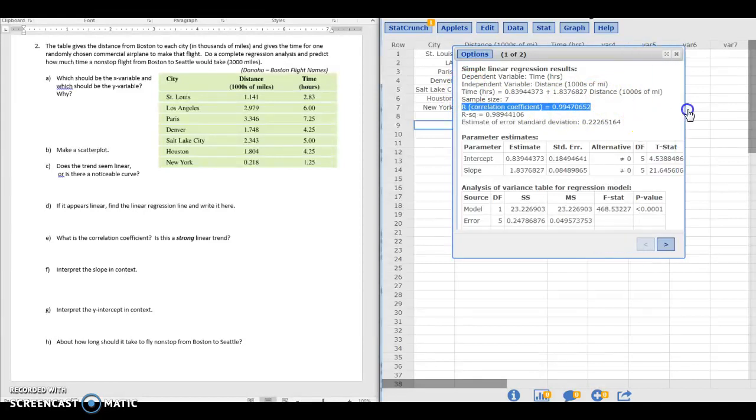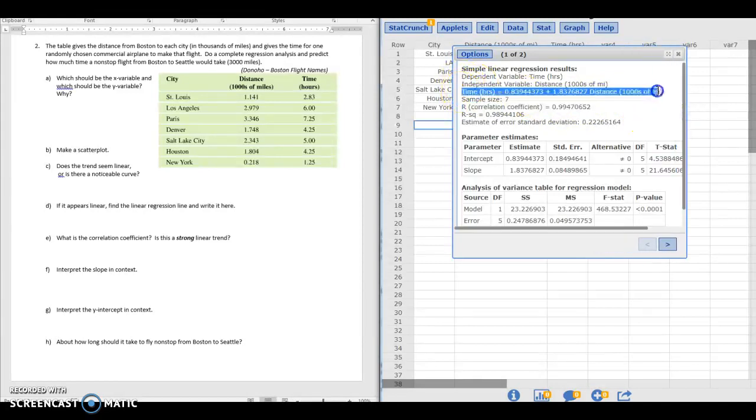Here is my equation. This is the regression equation. Again, remember that entire thing, that whole line is your equation. Time equals 0.839 plus 1.837 distance. You need the time, you need the distance. That's part of your equation. Those are your variables. And notice up here, it even helps you out a little bit. It tells you which one's dependent and which one's independent. So we'd write that entire thing right here. All of this goes right here. We've already talked about, yes, it's strong.